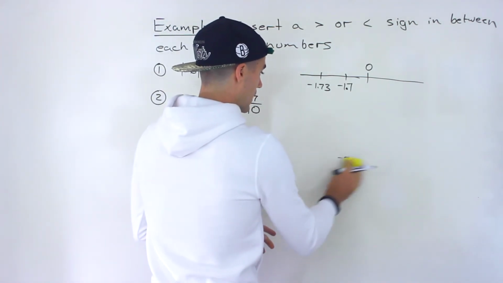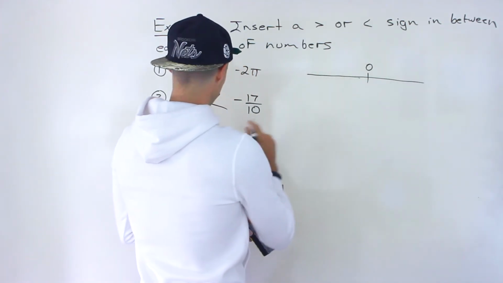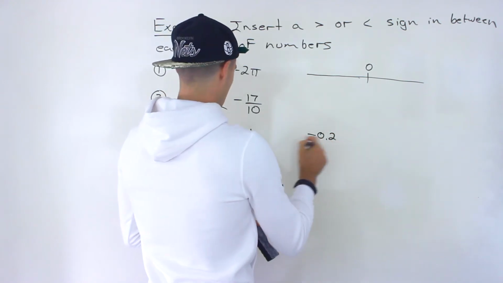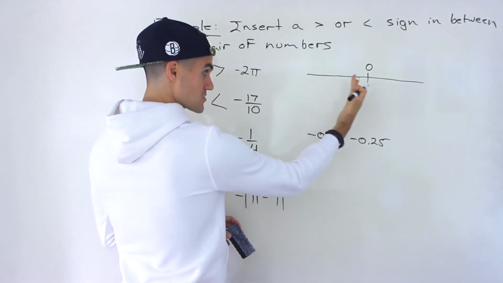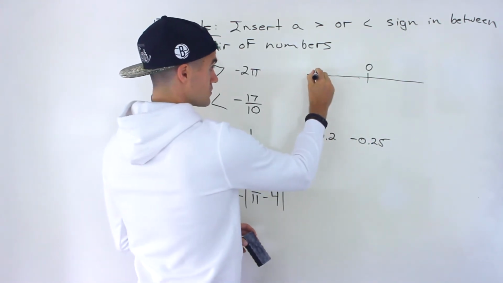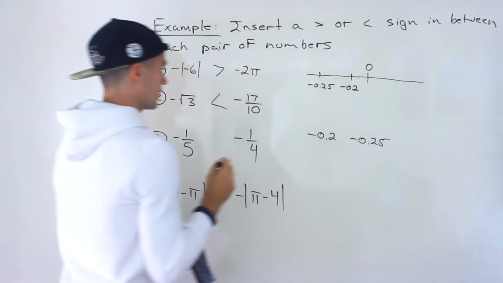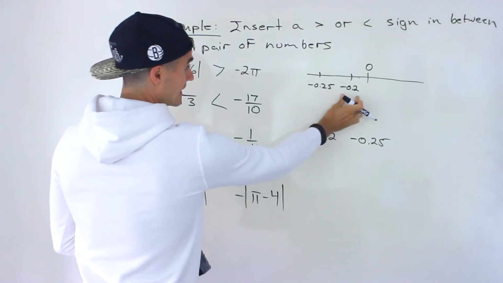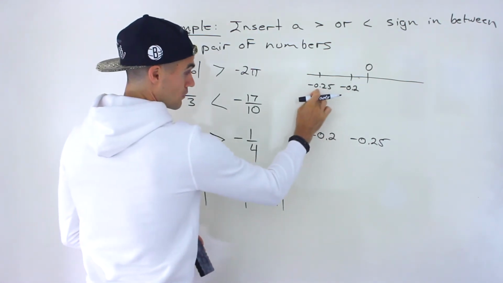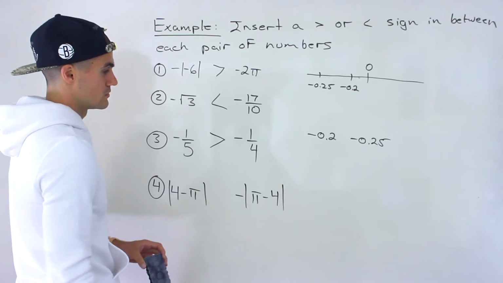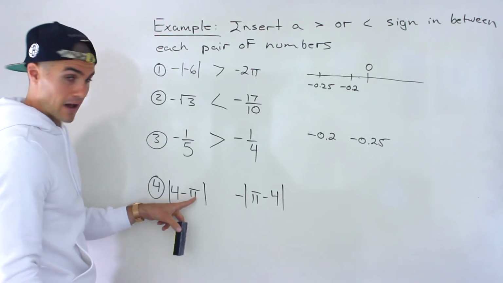Now -1/5, sometimes it helps to switch these to a decimal. So -1/5, that's -0.2. And then -1/4 is -0.25. So notice -0.25 is more negative than -0.2. So -0.25, and then we've got -0.2. And so notice that this here is less than this. So it would be like that. Or -0.2 is greater than -0.25.